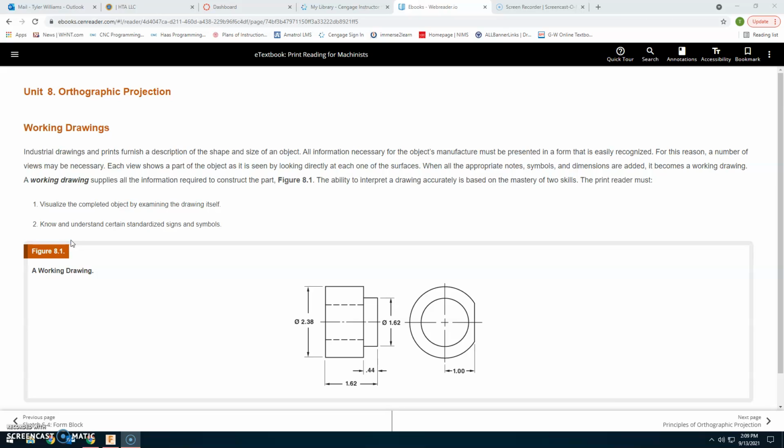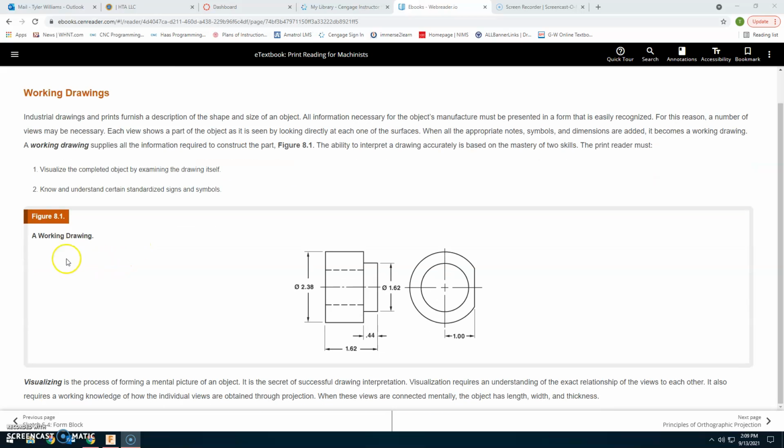Figure 8.1. The ability to interpret a drawing accurately is based on mastery of two skills. Number 1, the print reader must visualize the completed object by examining the drawing itself. And number 2, know and understand certain standardized signs and symbols. So figure 8.1 is a working drawing, so you could actually manufacture everything on this part by this drawing.